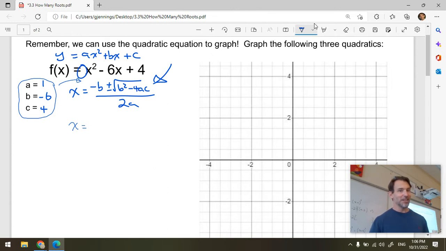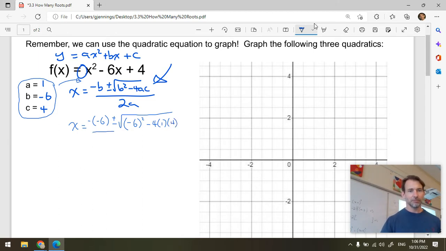So let's find out what our x-intercepts are. So negative b, negative 6, is positive 6. I can write it out as negative 6 plus or minus the square root. I write a big long square root sign. I put in negative 6 for b, so I square that. And then I have minus 4 times a times c.